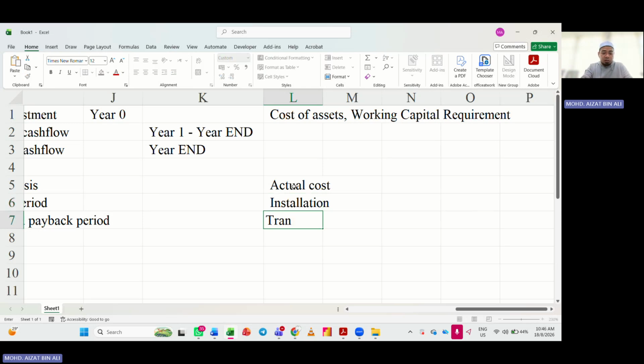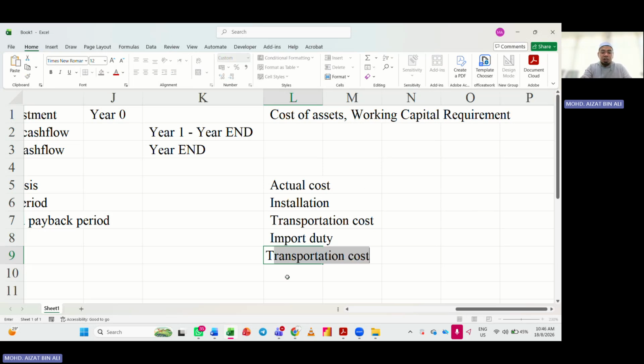For example, transportation costs. Let's say we import the assets from abroad, so there is import duty, for example. Once it arrives here in Malaysia, let's say in Port Klang, we want to transport the item from the port to our business compound, and we have to pay transportation cost. That transportation cost we also include in the cost of assets.